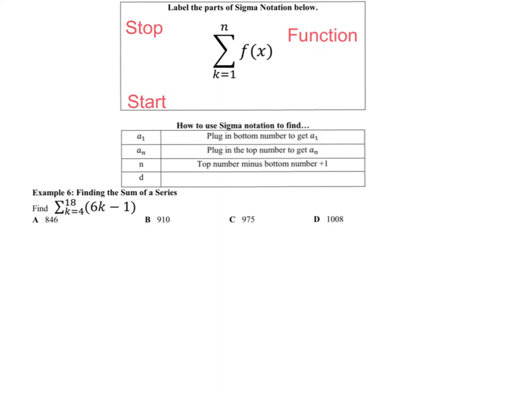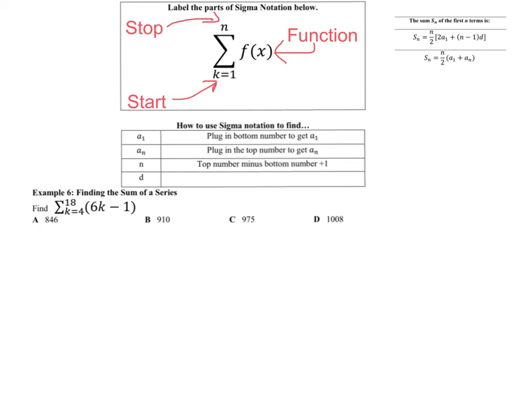Sometimes you're going to be asked to find the sum of a series using sigma notation. So looking at what sigma notation is, the bottom number is always going to be your starting point, and the top number is always going to be your stopping point. And then the piece to the right is always going to be the function that you're actually using. And then you have a nice little chart here that says how do you find a sub 1, how do you find a sub n, and how do you find n.